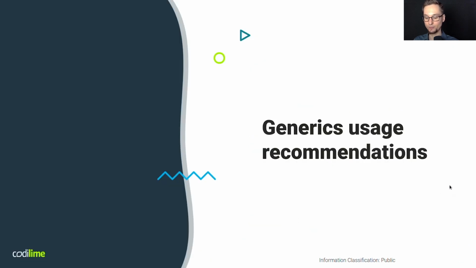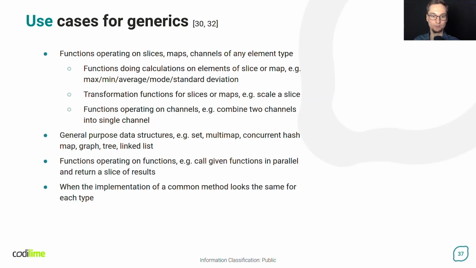Okay, so let's talk about the usage recommendations of generics. Basically, there are multiple use cases for generics. Mainly, those are functions operating on slices, maps, channels of any element type. Those functions can do calculations, for example, calculate the standard deviation or average of the elements of a slice or map. They can do transformation of elements in the slice or maps.